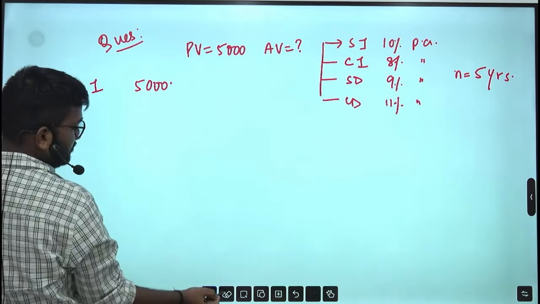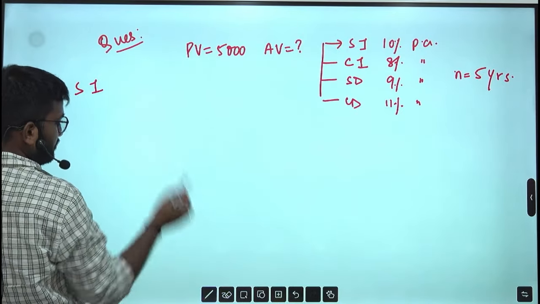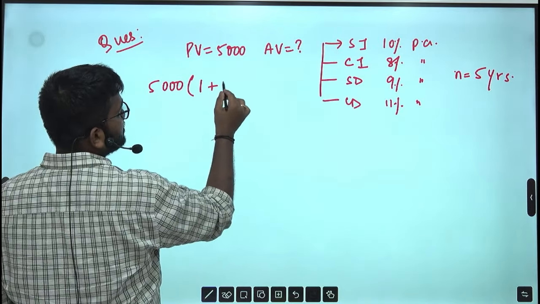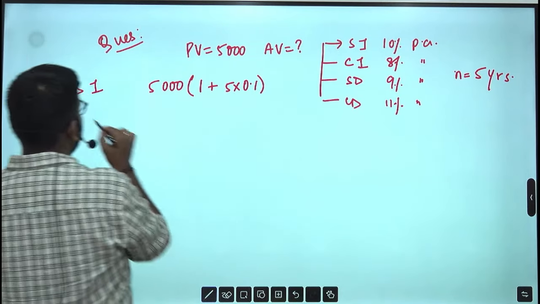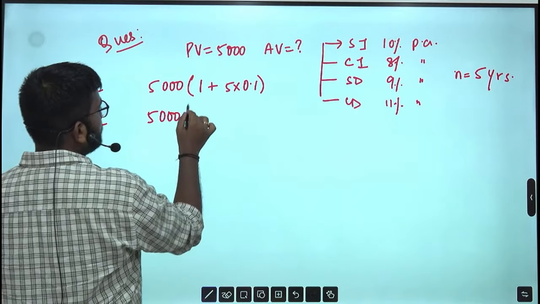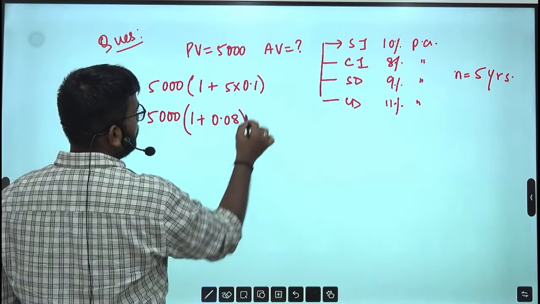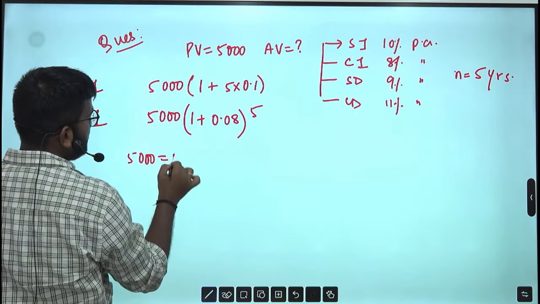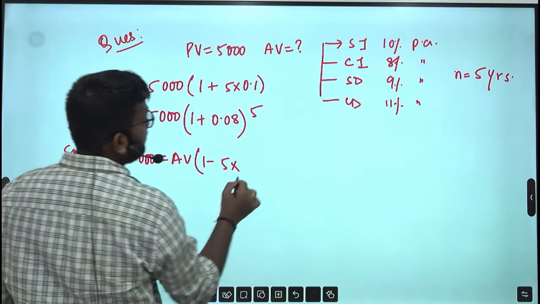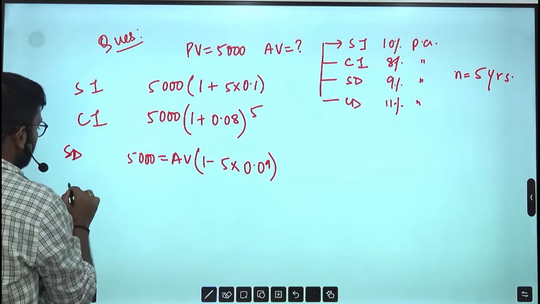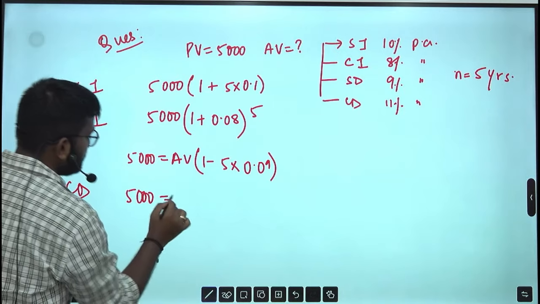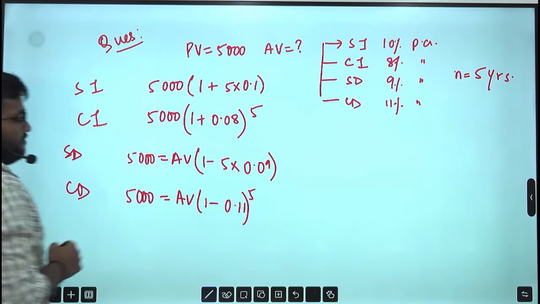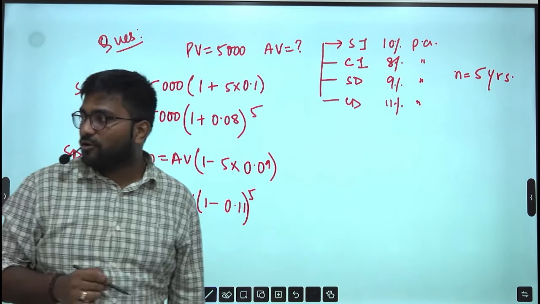So it is 5,000 into 1 plus 5 into 0.1. Then compound interest, 5,000 into 1 plus 0.08 whole to the power 5. Then it is simple discount. So 5,000 is equal to AV into 1 minus 5 into 0.09. Compound discount, 5,000 is equal to AV into 1 minus 0.11 whole to the power 5. Okay. Is it clear to all of you?